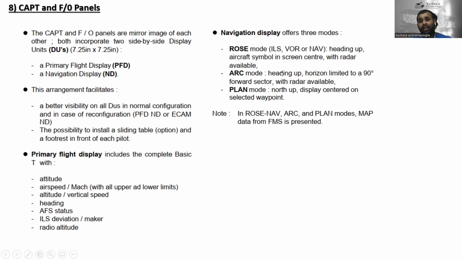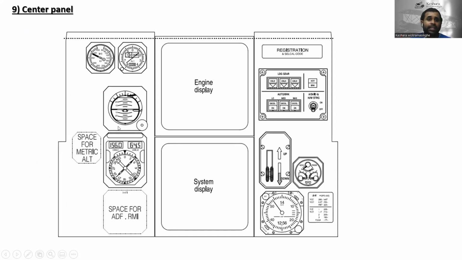In the autopilot lesson, I will teach what ROSE mode is, what arc mode is, and what plan mode is, right? So the arc mode is heading up, horizon limited to a 90 degree forward sector with radar available, and the plan mode is north up, display centered on the selected waypoint, right? So note, in ROSE nav, arc and plan modes, map data from the flight management system is presented. All right.